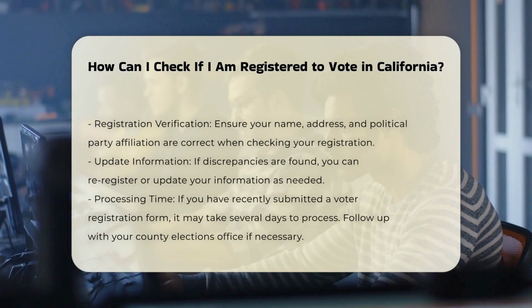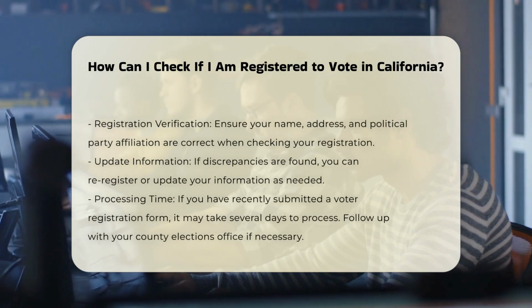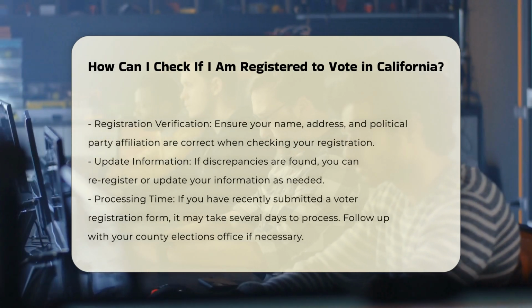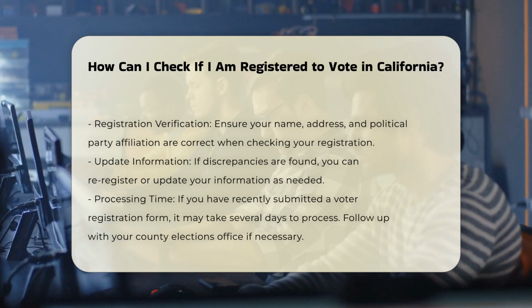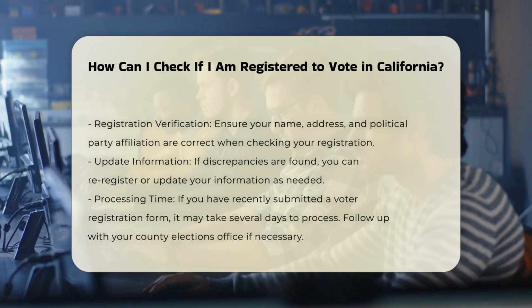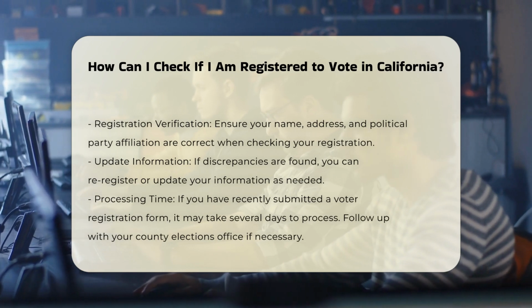Many counties offer the option to check your voter registration status through their websites, by phone, or both. For example, in Alameda County, you can check your status at acgov.org/rov/mvp or by calling 512-6933.